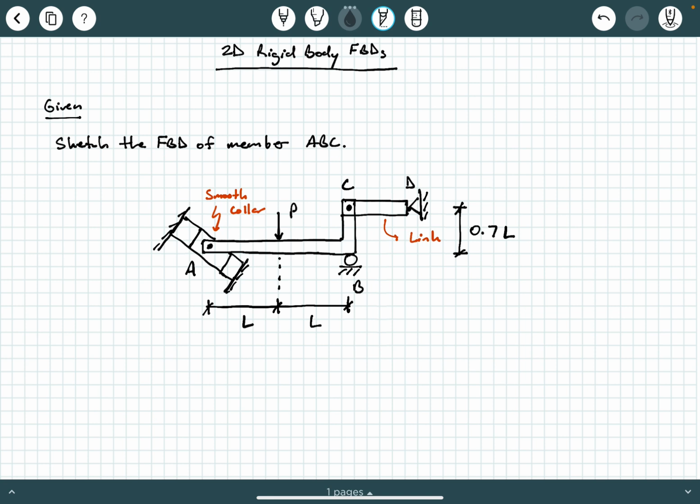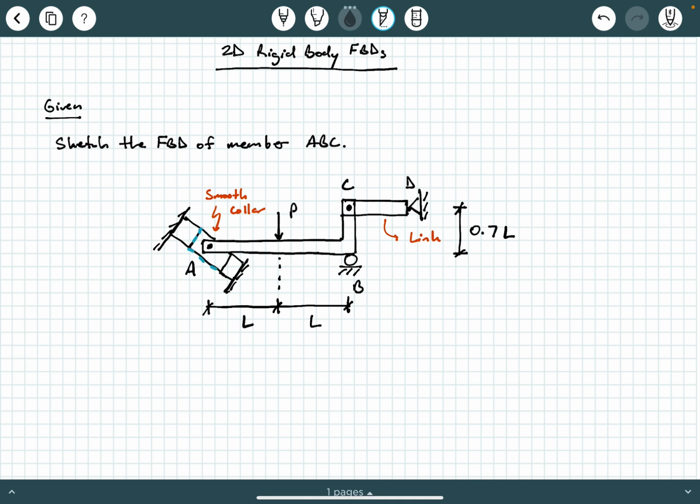So let's take a look at what we have here. First, we have this member ABC, which is really this inverted L-shaped member here. So we have point A here. Point B is supported by a roller here, and then we have point C here, which is another internal hinge, okay? Now, point A has the member pinned to a smooth collar.